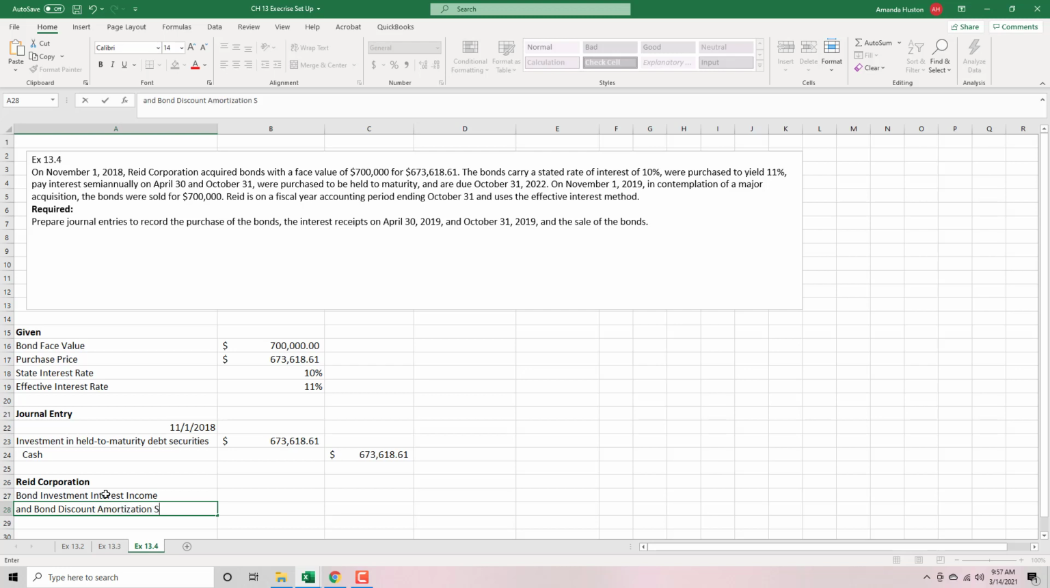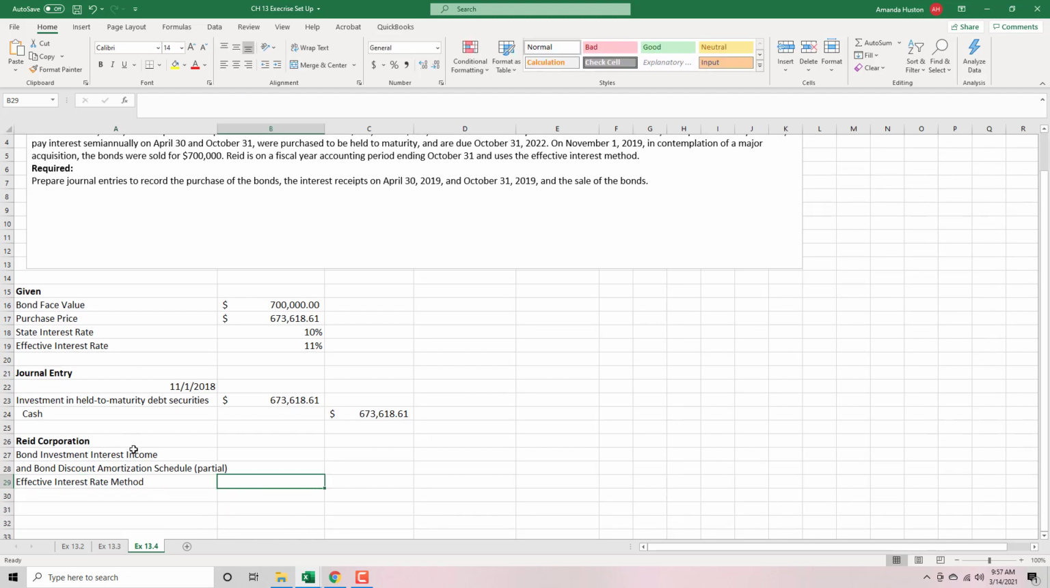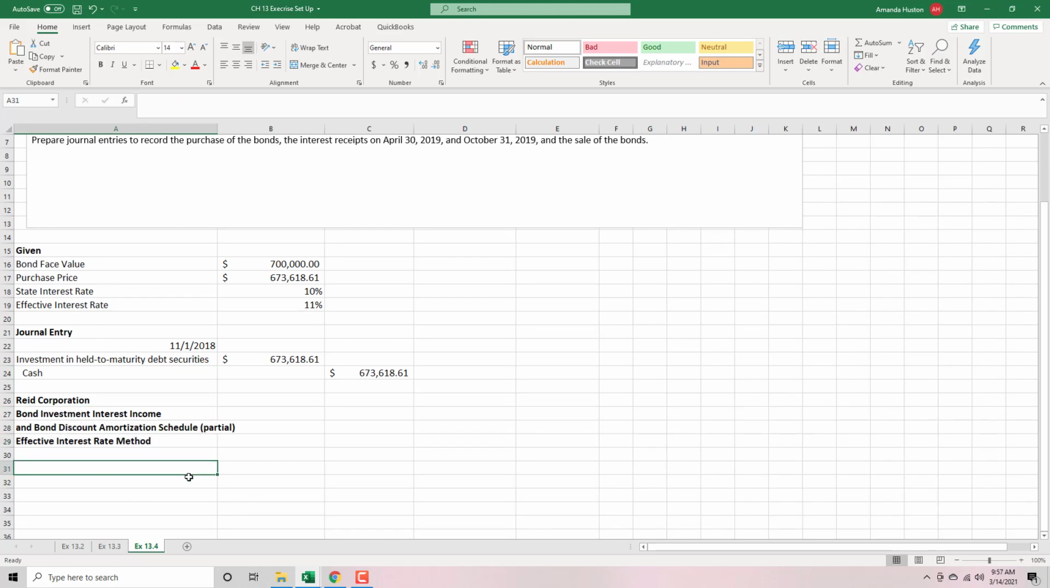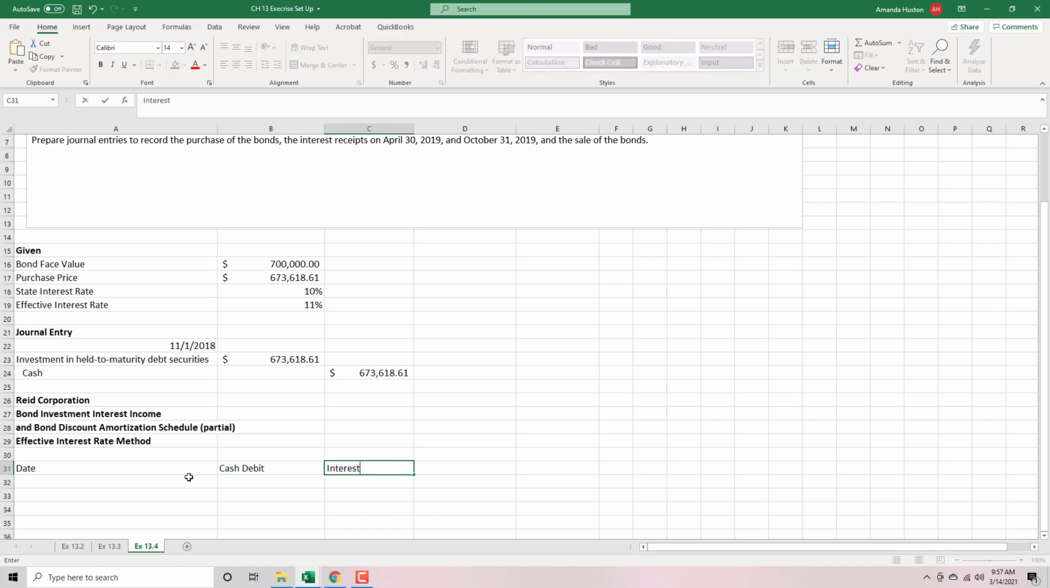What we're going to do is have date. This is how you set up the schedule. Cash, debit; interest income, credit; investment in debt securities, debit; carrying value of debt securities. I'm going to format this so it looks a little better. I'm going to right click, format cells, hit alignment and wrap text. I'm going to make it bold and center it.